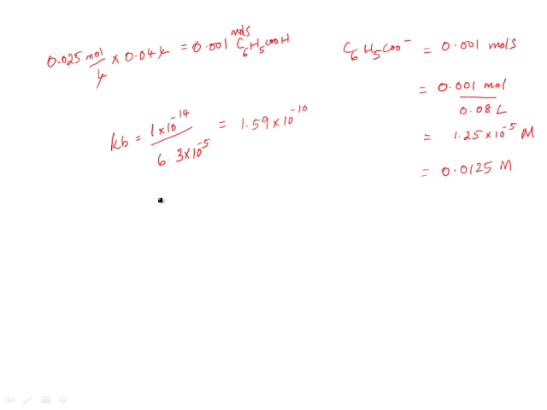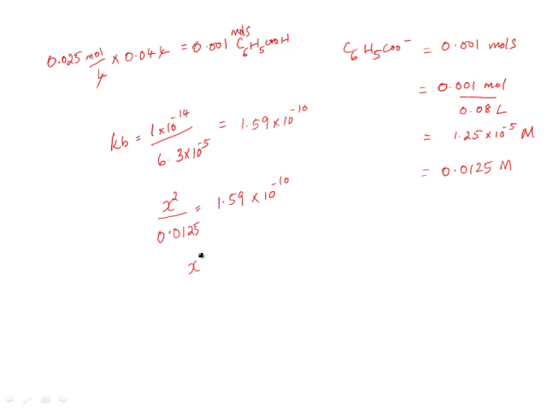So now, just like the previous one, we can substitute things into the Kb expression. So we will again get, just like the previous example, x squared divided by the concentration of benzoate ion, which is 0.0125, is equal to Kb, which is 1.59 times 10 to the power negative 10. So solve for x.